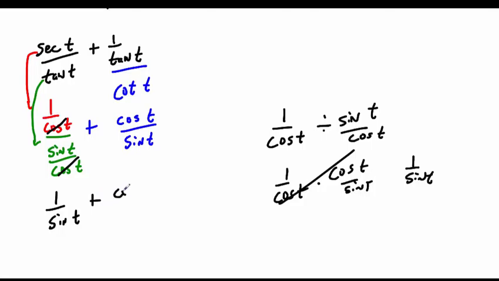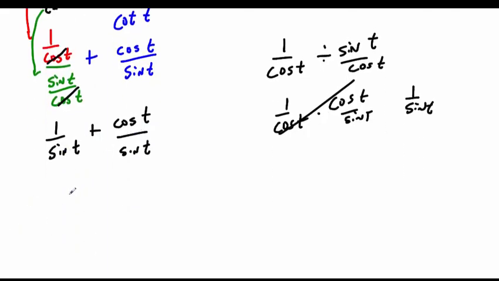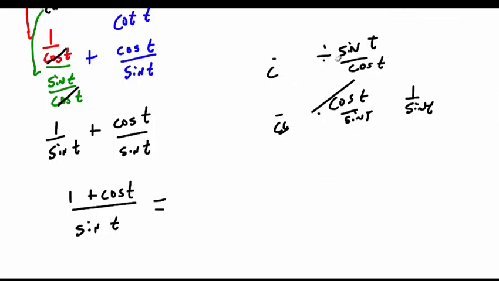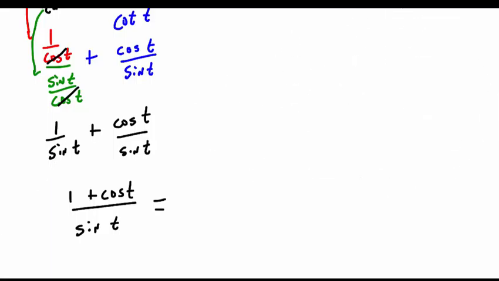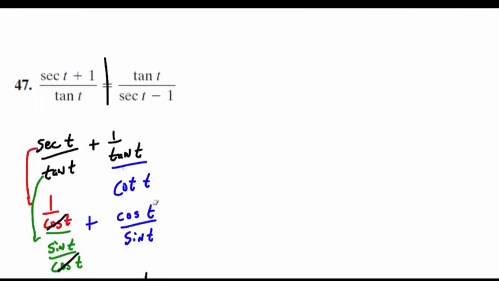Right? And then over here now I have plus cosine t over sine of t, and I can now add those together because they have a common denominator. So this becomes 1 plus cosine of t over sine of t. So that's as far as I can really go on the left side. So let's see what I can do now on the right side and see if I can come up with anything.